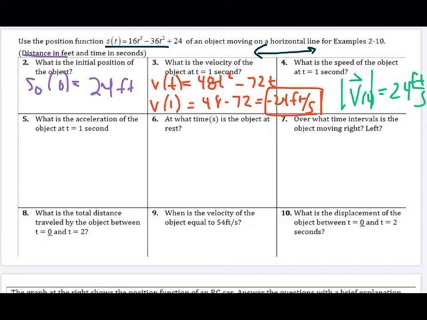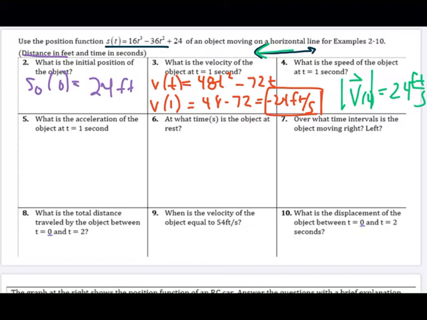So thinking about the difference between 3 and 4, 3 is telling us that at 1 second, the object is moving 24 feet per second to the left, since it's moving horizontally. It's moving at that velocity. 4 is just asking us how fast is it moving, not what direction is it moving. Velocity gives us the speed and the direction. The speed is just asking us how fast is it moving. It's moving 24 feet per second. So that's the big difference between those two.